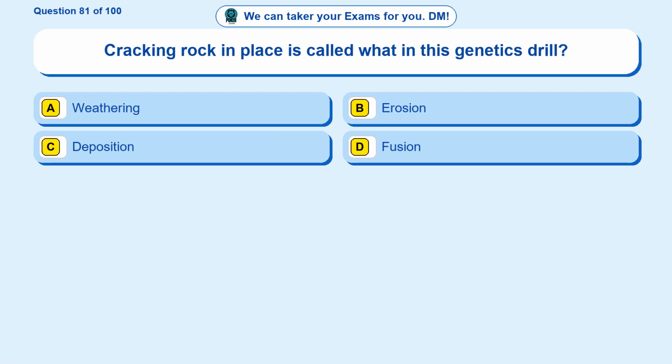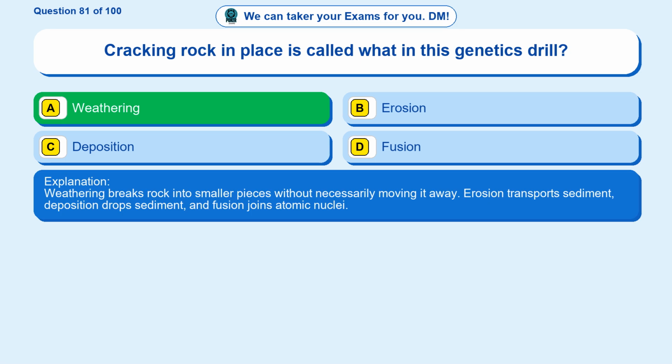Question 81. Cracking rock in place is called what in this genetics drill? Option A, weathering. Option B, erosion. Option C, deposition. Option D, fusion. The correct answer is option A, weathering. Weathering breaks rock into smaller pieces without necessarily moving it away. Erosion transports sediment, deposition drops sediment, and fusion joins atomic nuclei.